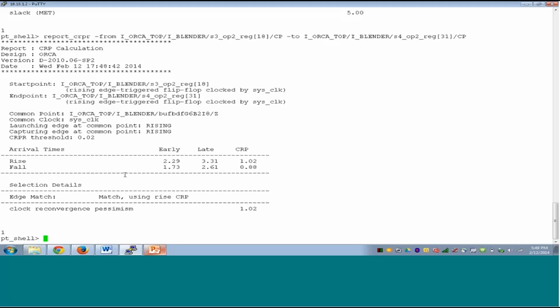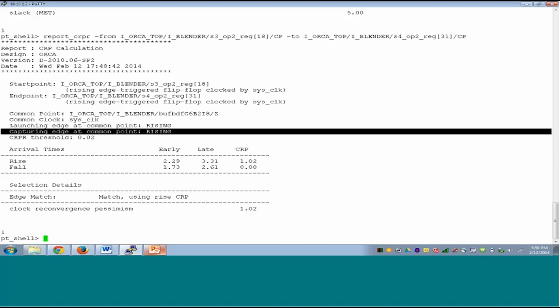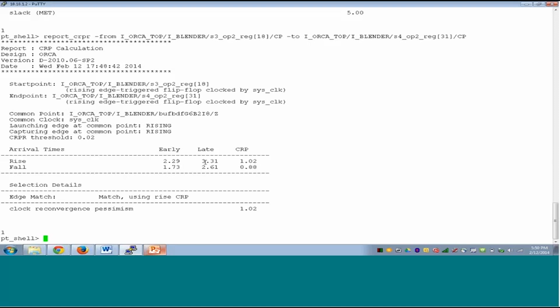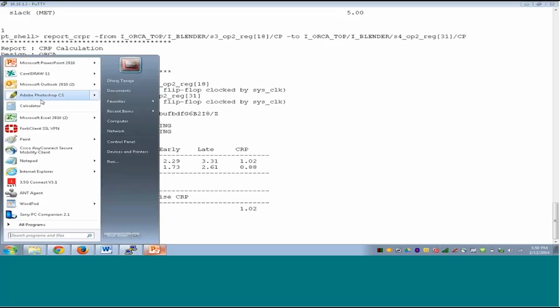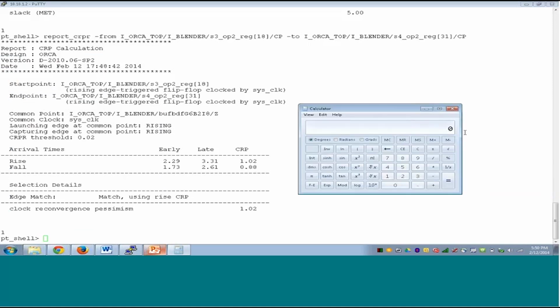So it is telling me that let's only worry about the rise edge, because the launch and capture are both rising. It is doing it for both rise and fall. So early is 2.29, late is 3.31. The actual delay is between these two values. So the actual delay is most probably, early is 2.29.